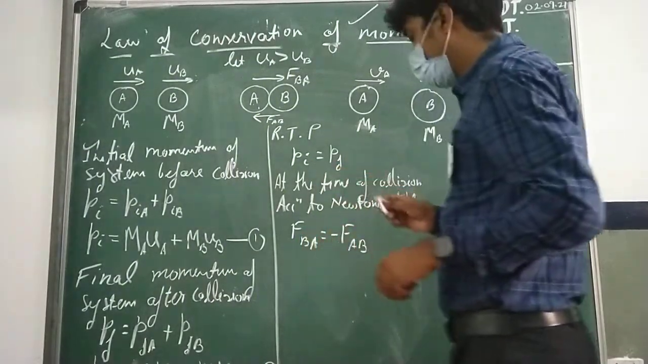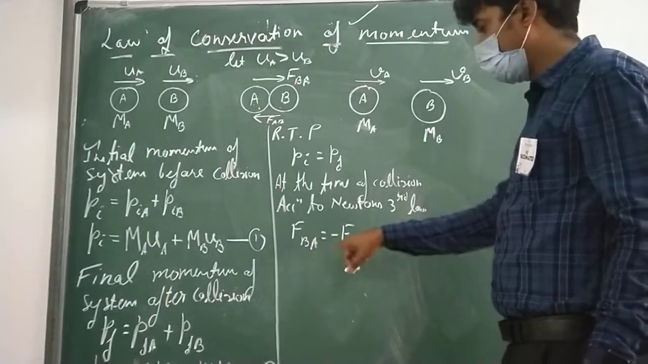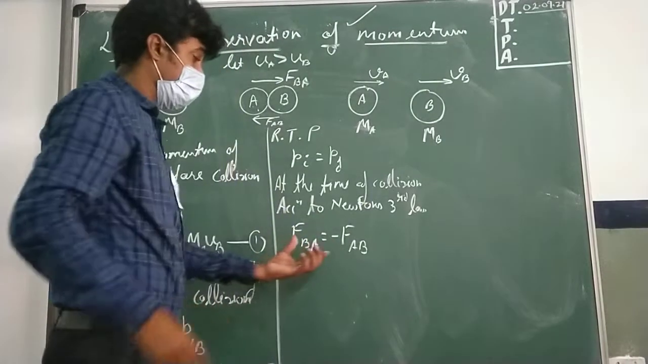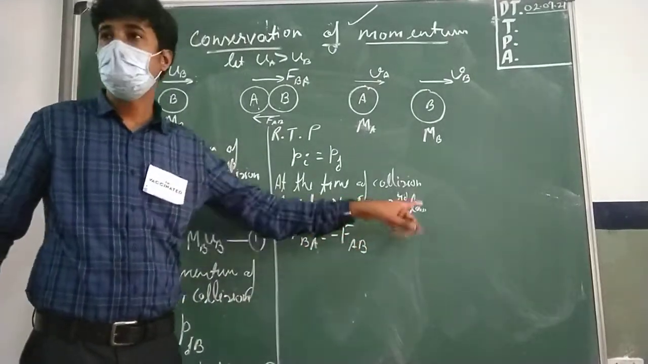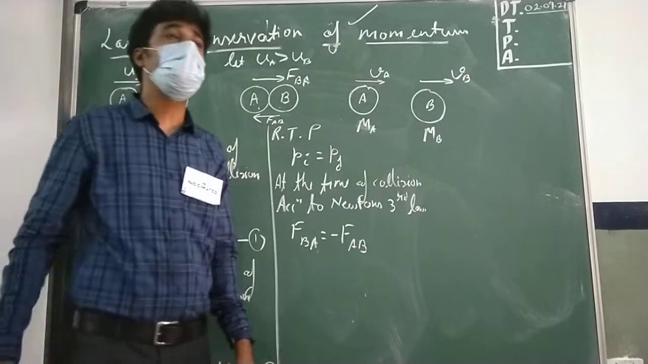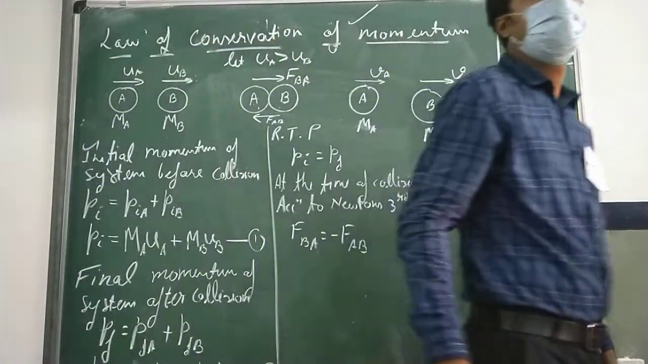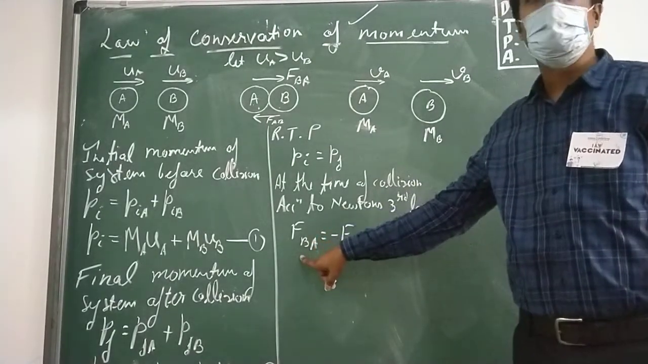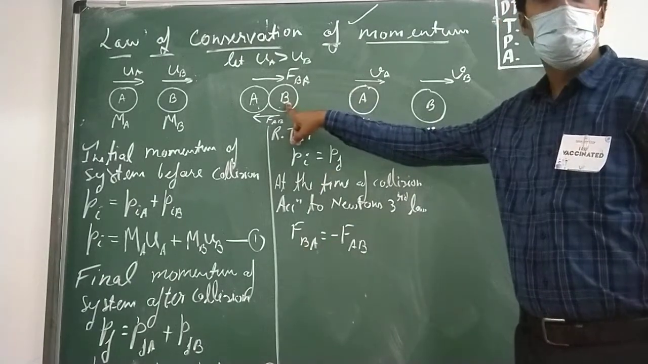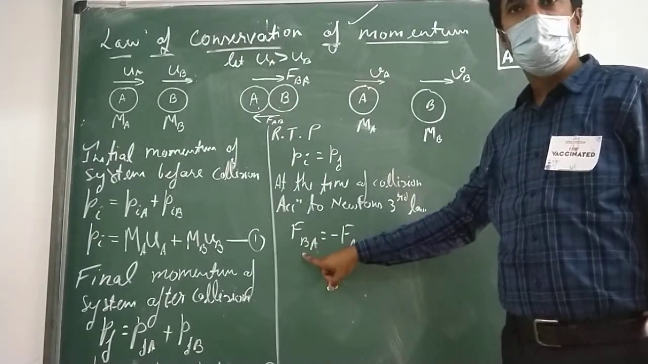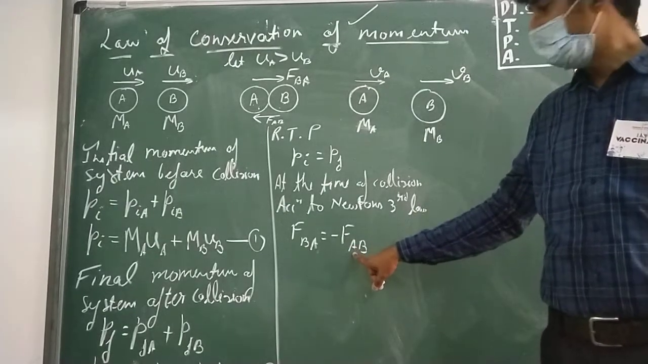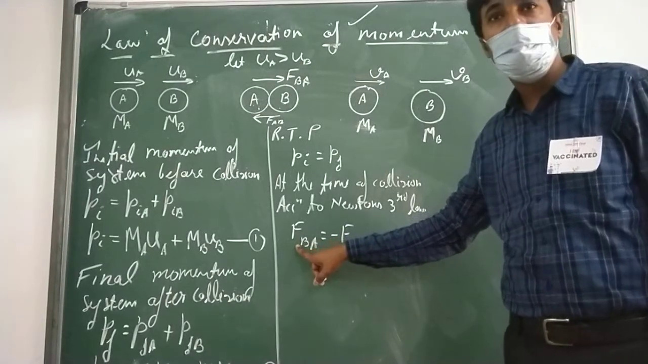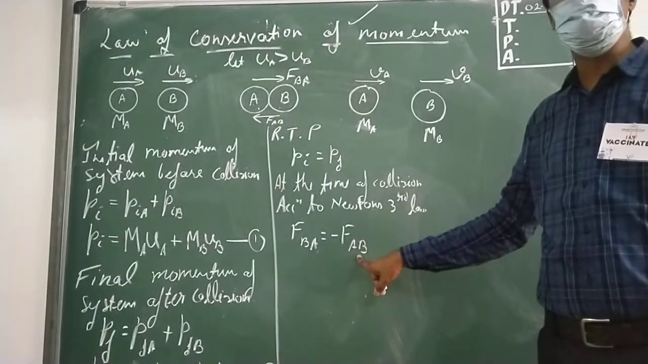In this case, force on B due to A is equal to minus of force on A due to B. Now, this is taking place due to Newton's third law. And you have studied in Newton's second law, force is what? Rate of change of momentum. So this force is applied on which body? This force is applied on body B, and this force is applied on body A. So the force applied on body B will change the momentum of body B, and force applied on A will change the momentum of body A.